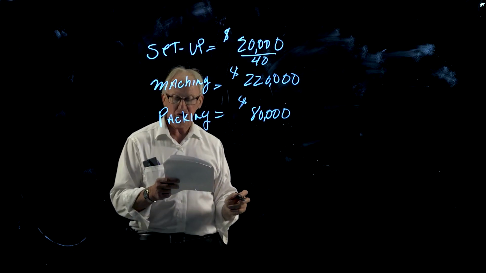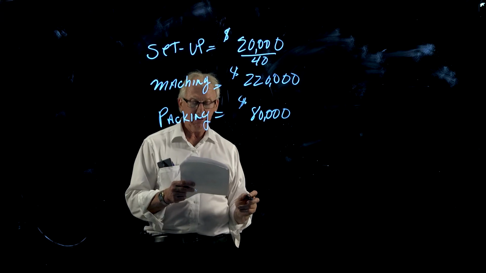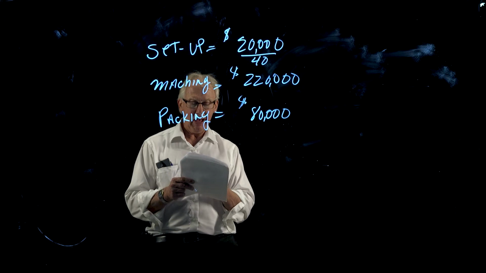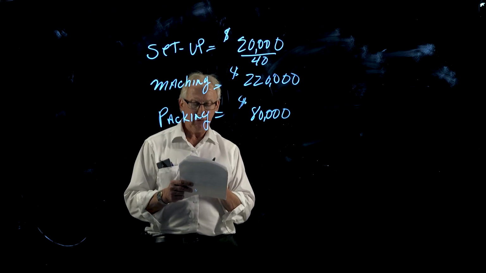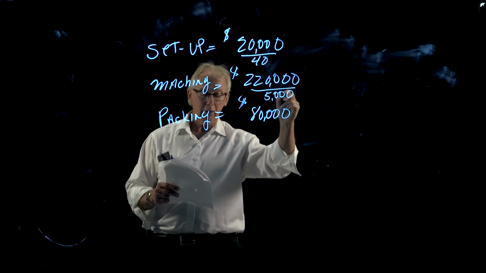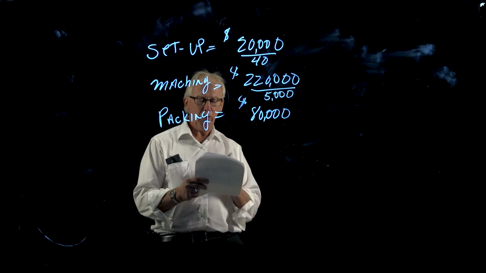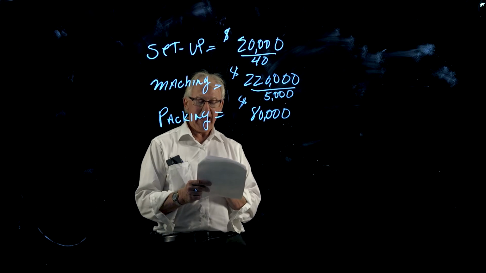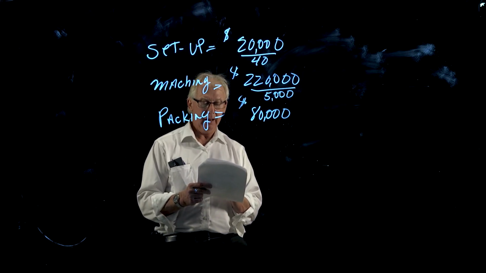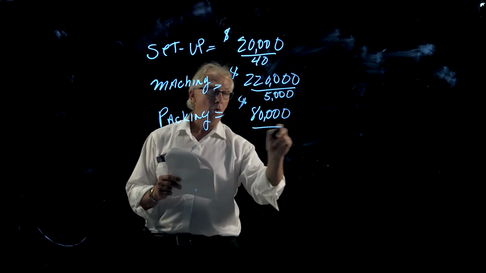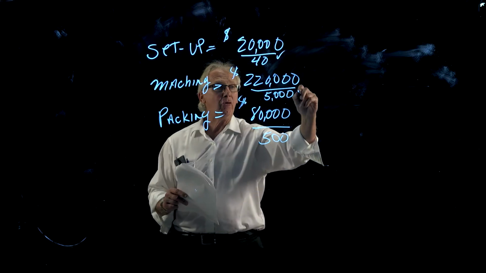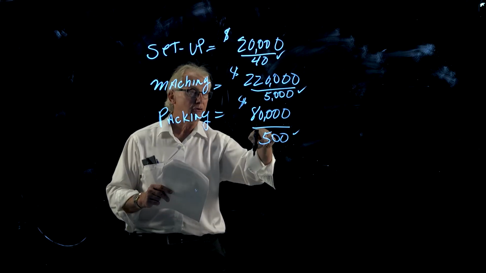So let's go to machine hours, because that would be the driver for machinery. I add 1,000 and the 4,000 together, and I get 5,000. And then let's go to orders packed. For orders packed, if I add 150 and 350, I get 500 orders packed. So there's your 3 drivers, your totals of your 3 drivers.